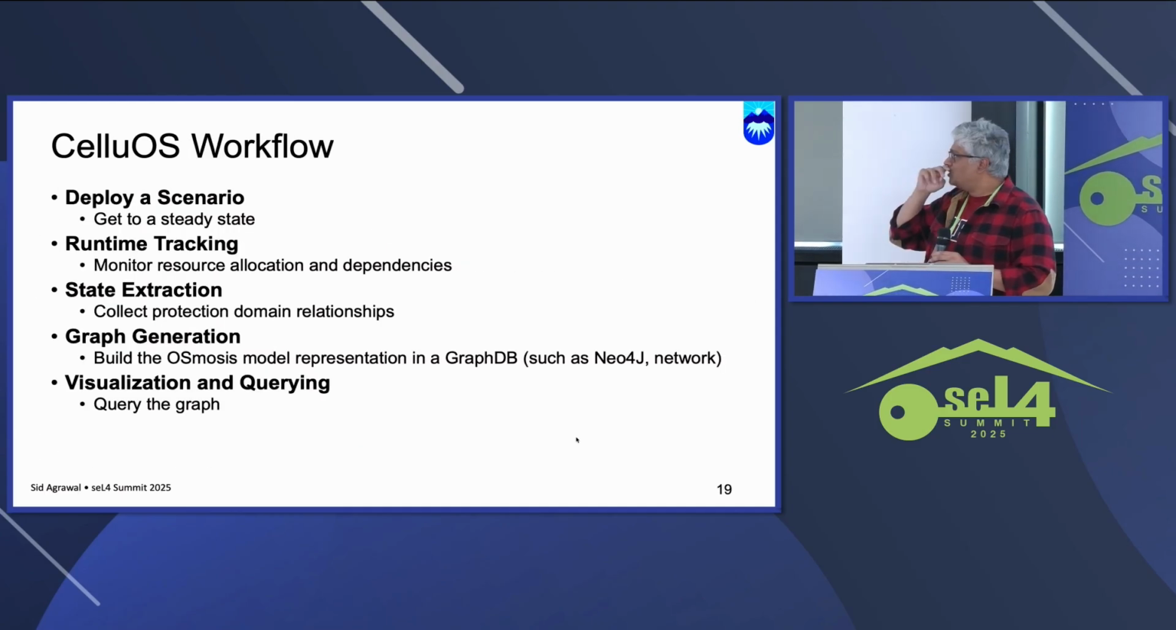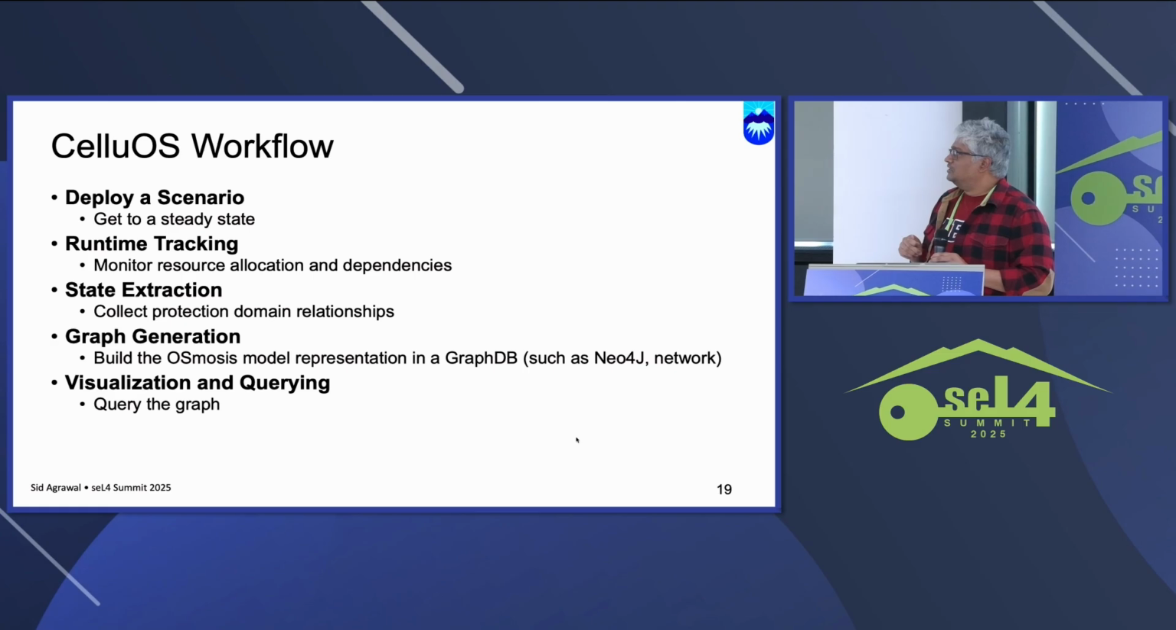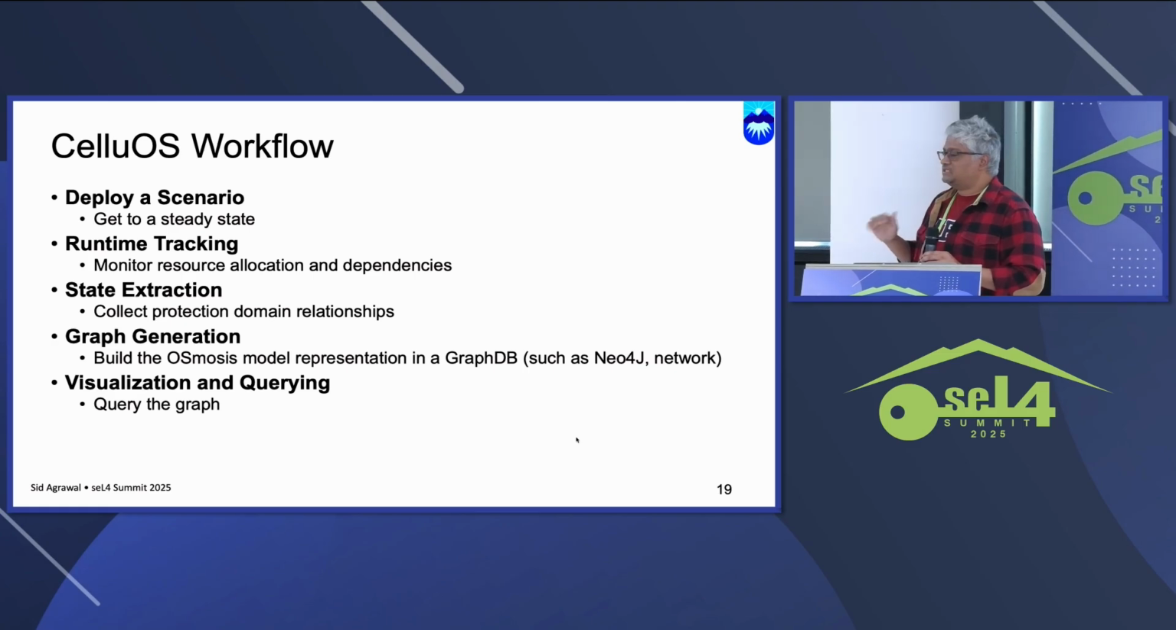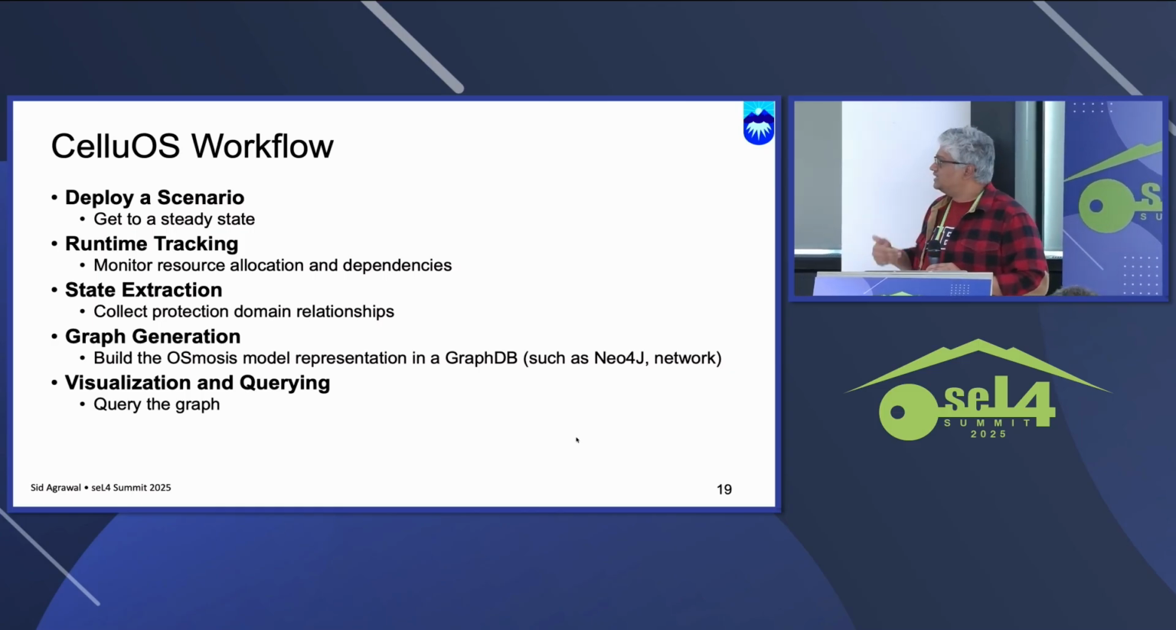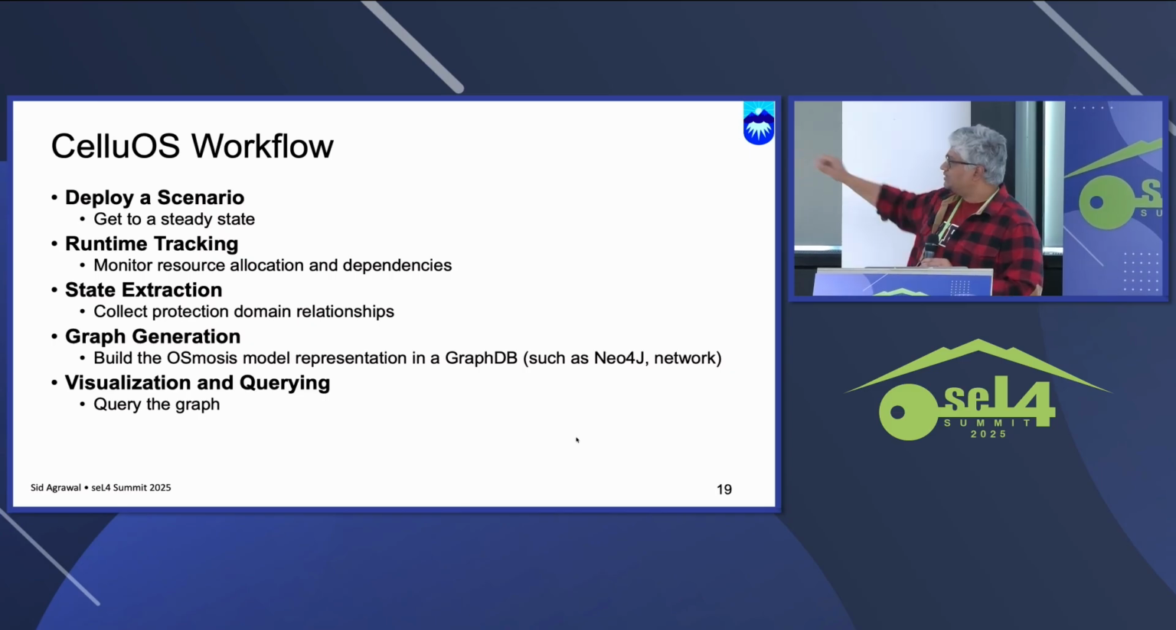So a typical deployment would work like this. You would set up your system, get into a steady state. In the background, CellulOS is doing the runtime tracking. And you extract the state at some point, and then using that state, you can import it into a graph database, or you can use a NetworkX Python package, and then you can run the kind of queries I've shown earlier to answer the questions about TCB and impact boundary.